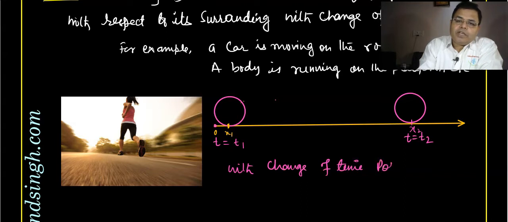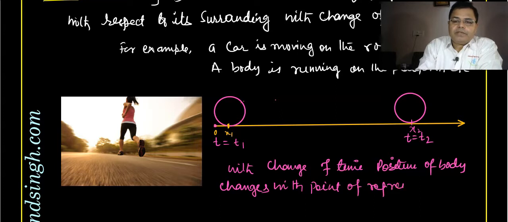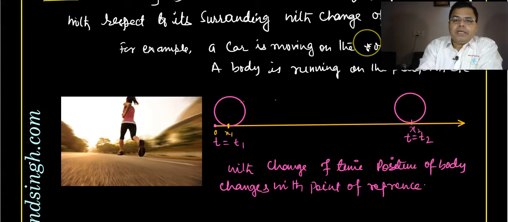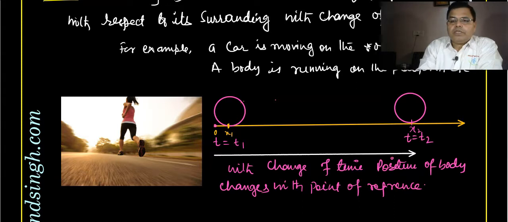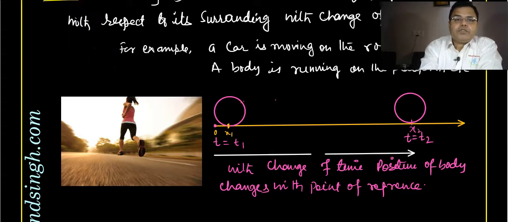With change of time, the position of the body changes with respect to the point of reference. So the point of reference is O. Therefore the body is said to be in motion. The body changes its position from this place to this place, and the distance from the origin is x2, you can say, and this is a distance x1, right? So this distance is x2, and this distance is just x1.